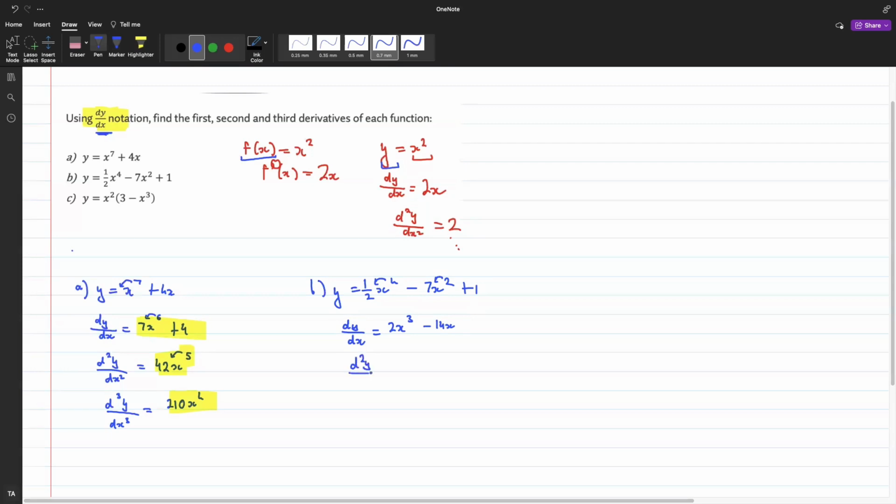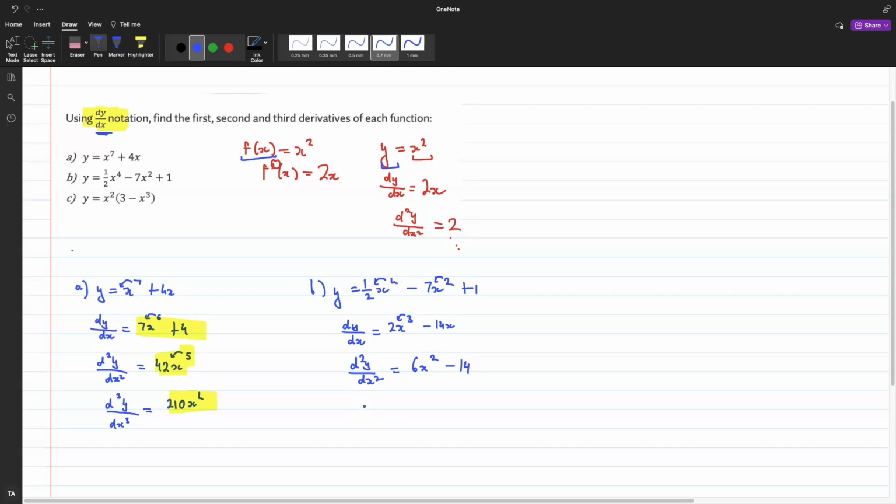Second derivative, again, bring the power down, 2 times 3 becomes 6, and we go from a cube to a squared, and then 14x just becomes 14. Okay, that's our second derivative.